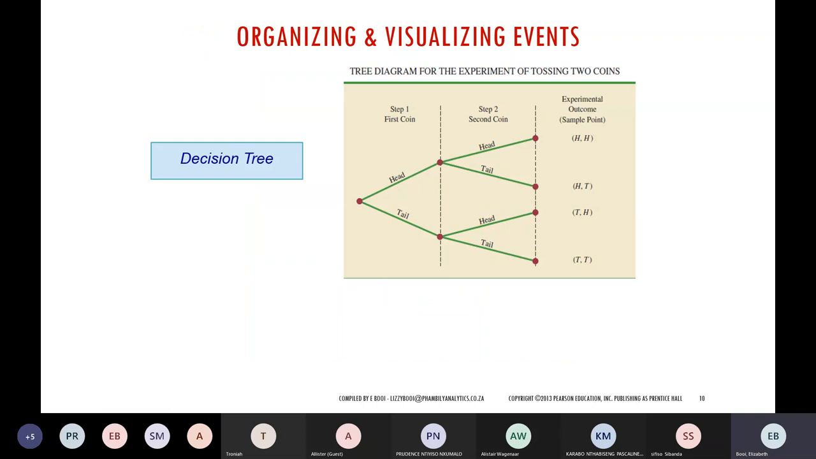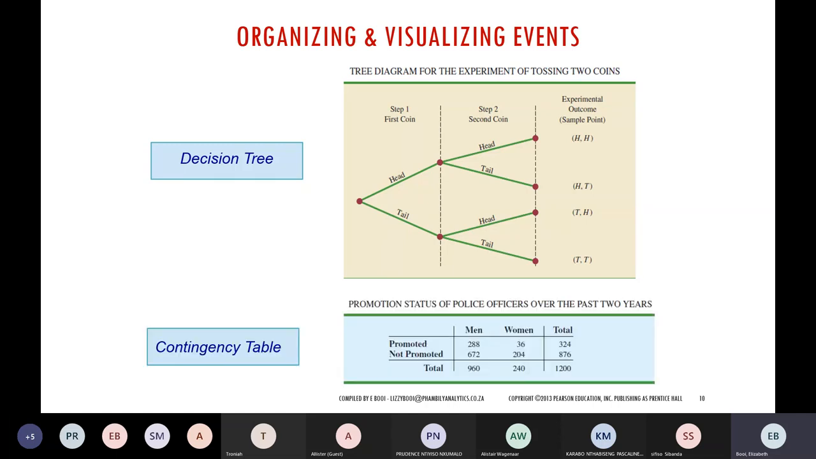Within a decision tree, you can make decisions as you create events along the way. Then we also spoke about the contingency table, which is just a cross tab that we can use to visualize and calculate the probabilities. Within the table you can calculate your simple events by using the totals, which gives your marginal probabilities. The 1,200 is your sample space, and all the events within the table we call joint events, because two things are happening, for example male and promoted. But whether you are promoted, or whether you are male or female, is just a simple event.